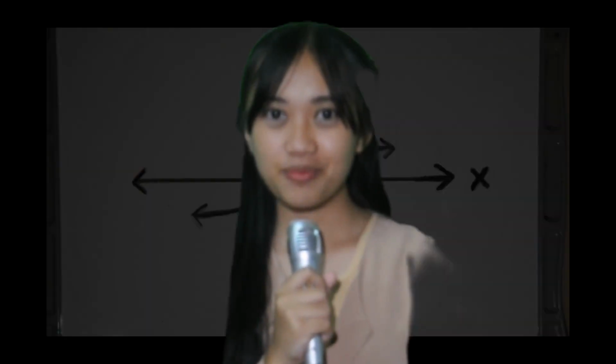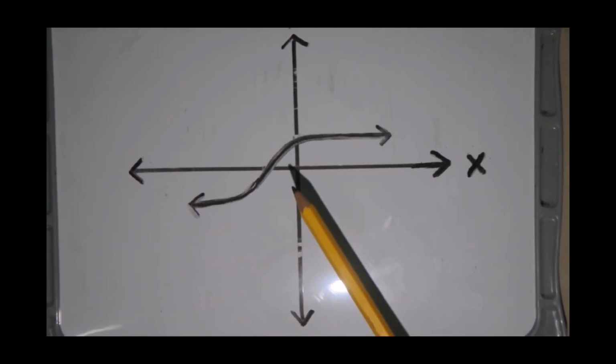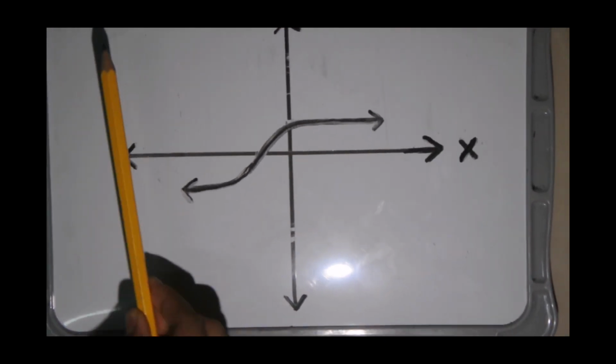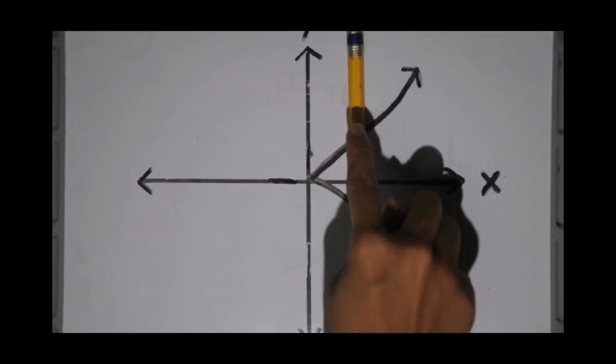Graph. A graph is a set of all points in the plane of the form x and f of x. So, how can we determine if a graph is a function? We can determine this by using the vertical line test or pencil test. If a vertical line is moved across the graph and at any time touches the graph at only one point, then the graph is a function. If the vertical line touches the graph at more than one point, then the graph is not a function.